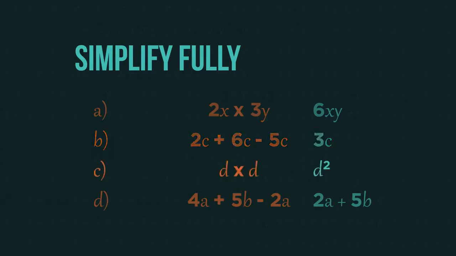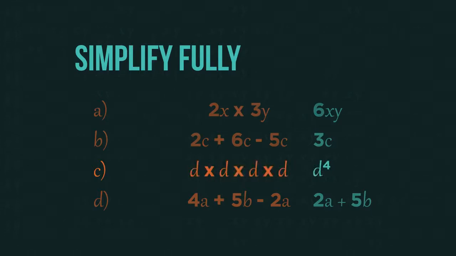Here, we need to get rid of the multiplication sign, which would give us dd. But we can improve on that even further by writing d squared. If the question had been this, then it would be d cubed. Or this would be d to the power of 4.